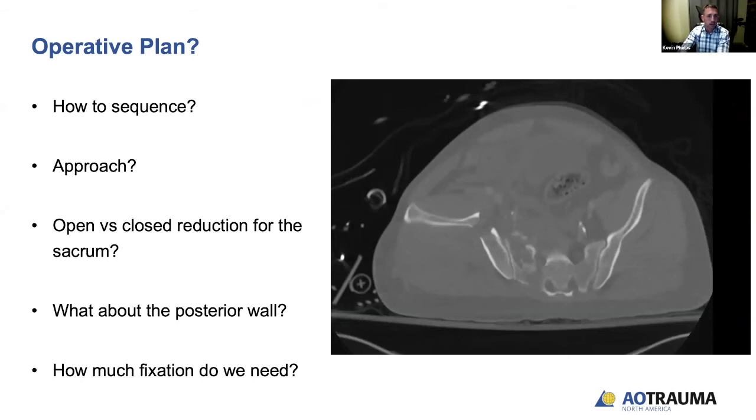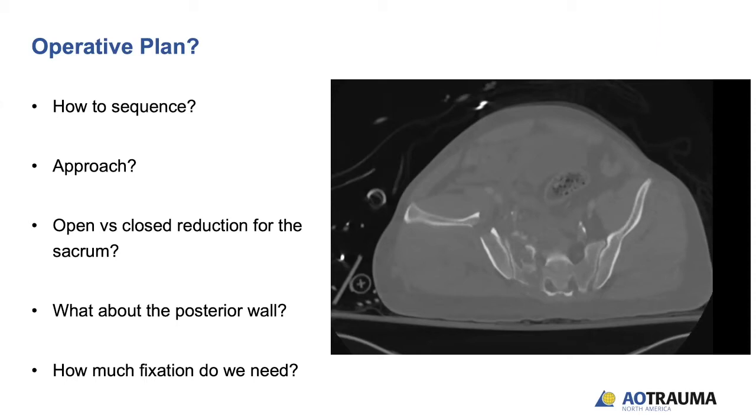So I thought this might be a good time to open the floor up for discussion, get other faculty's thoughts on this type of injury. Specific questions I had thought about when looking at this case were, one, how to sequence this, and what approach and/or approaches to use in order to treat this combination of injuries. Is the sacrum something you do open or do a closed reduction? Is the posterior wall something that might need to be addressed? And then how much fixation do we actually need for something like this for both the acetabulum and the sacrum? So if anybody has any thoughts.